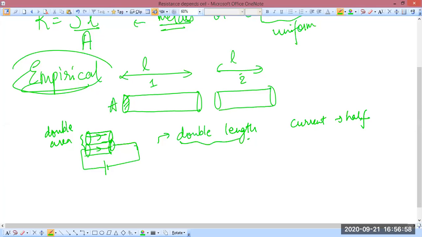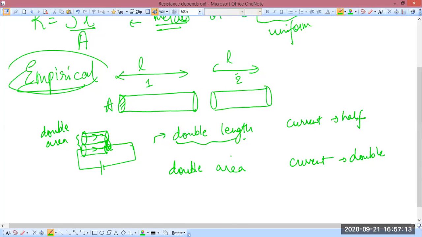So it has double area, right? When they took double area, they noted that the current was double of what was original. Such an observation makes it clear what happened here. Why is the current half?